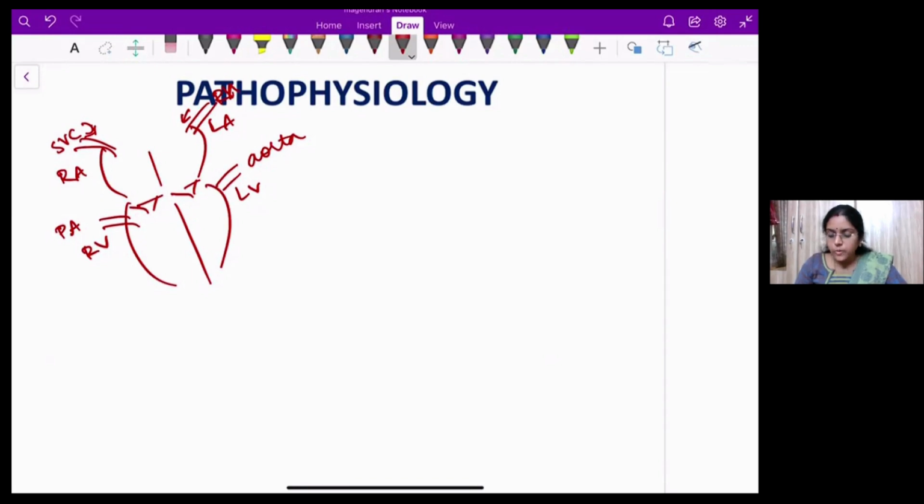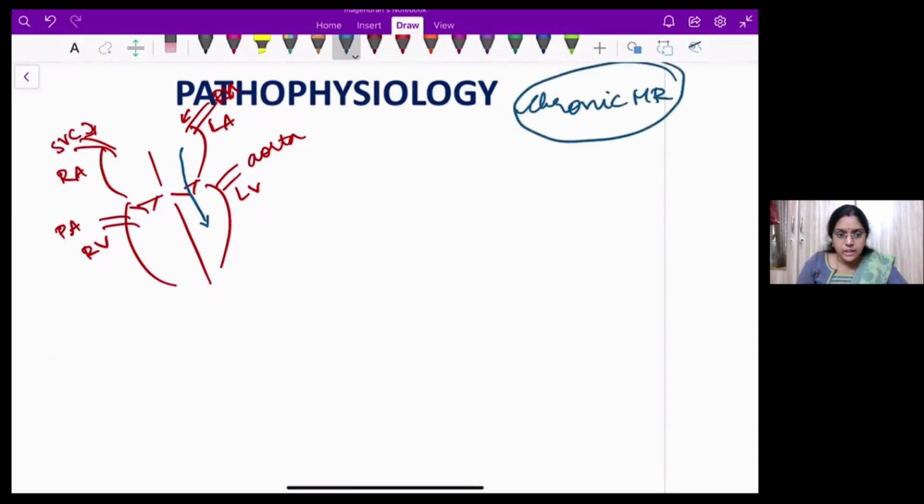So what happens now when the patient is having a mitral regurgitation? During atrial contraction, in ventricular diastole, blood is coming from the left atrium into the left ventricle. We'll first see about chronic MR. What happens in chronic mitral regurgitation? When the ventricle contracts, there will be some amount of blood going into the aorta, and there will also be some amount of blood leaking into the left atrium.